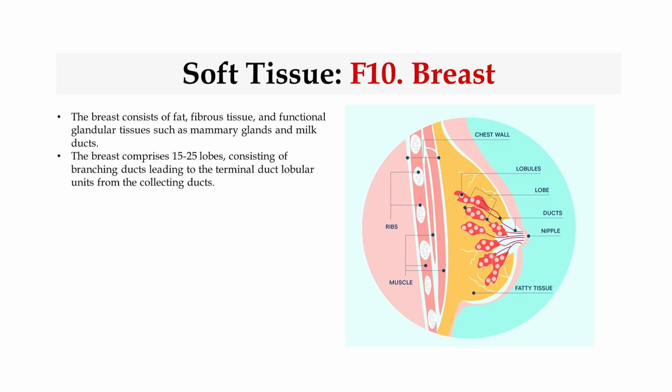The breast comprises 15 to 25 lobes consisting of branching ducts leading to the terminal duct lobular units from the collecting ducts, right? So from a soft tissue standpoint, it is distributed like this on the right figure. We are looking at the ribs, followed by a series of muscles, and between the ribs and the muscles, you're looking at the chest wall, right? And then the breast tissue basically begins, and within that you have fatty tissue with lobules, lobe ducts, and finally terminating at the nipple, right?